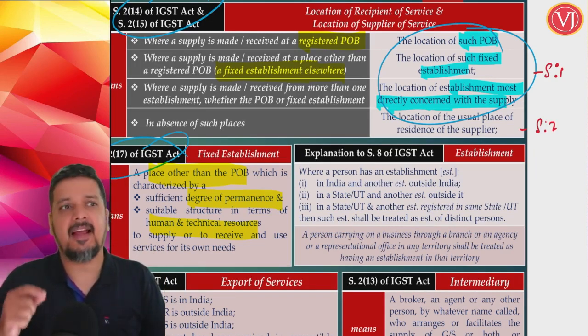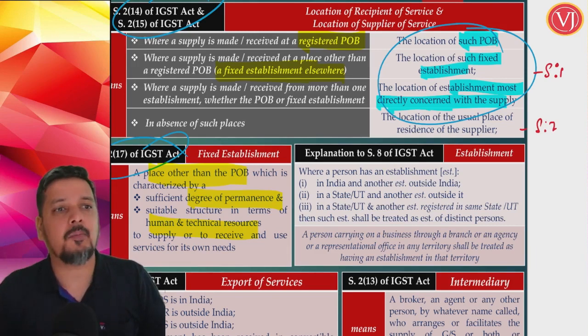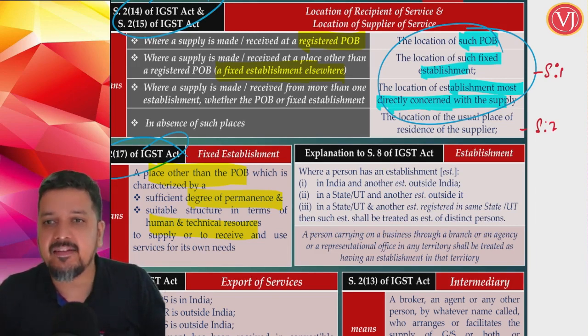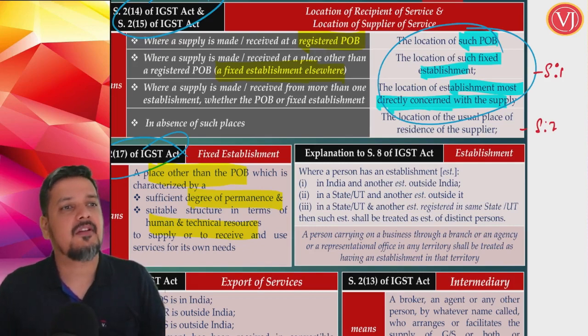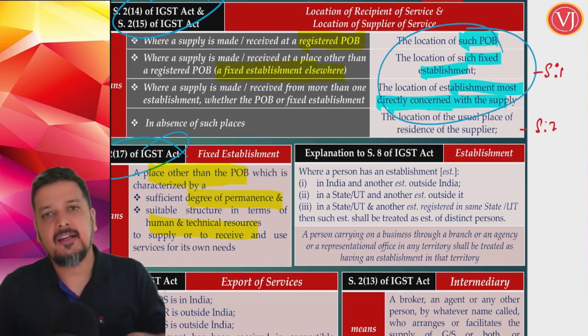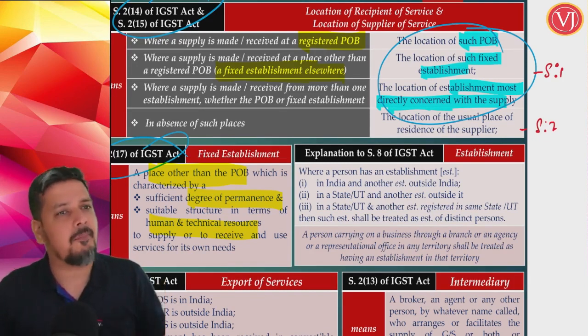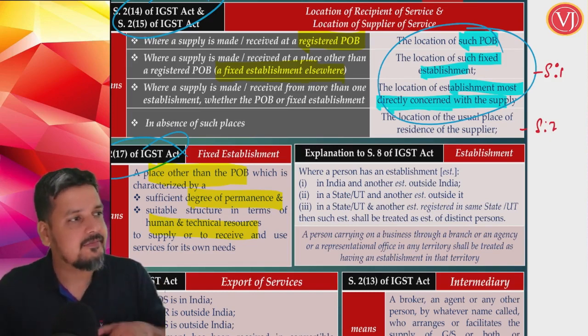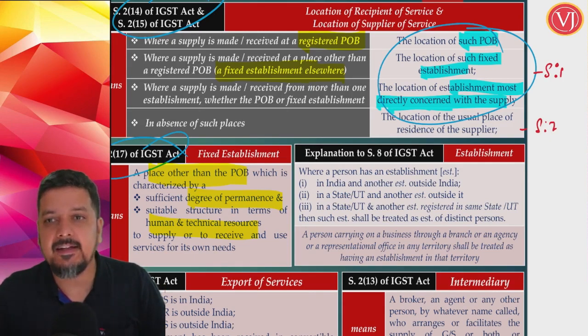I am repeating the example. I have my branches in Delhi, Bangalore, Coimbatore, and I am supplying a service. What is the location of supplier of service? That branch, be it Delhi or Bangalore or Coimbatore, which is most directly concerned. The place of business or fixed establishment which is most directly concerned. If I tell my Coimbatore team is going to supply that service, my location of supplier of service is Coimbatore, and I may take the help of one or two members of Bangalore also. But still, what is most directly concerned? Coimbatore. Location of supplier of services is Coimbatore, which is most directly concerned.